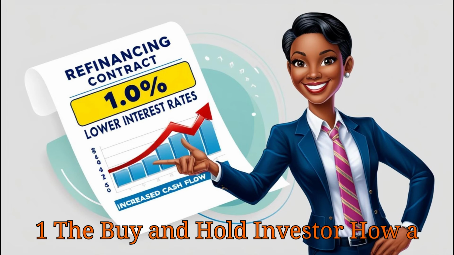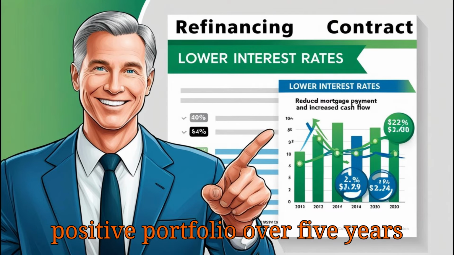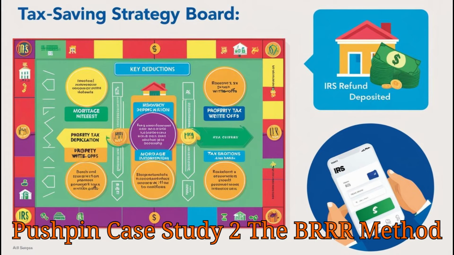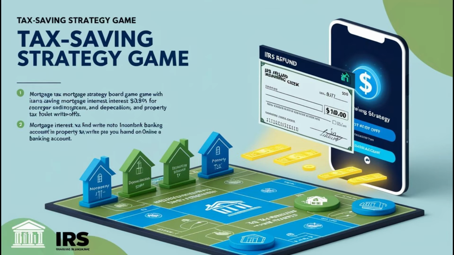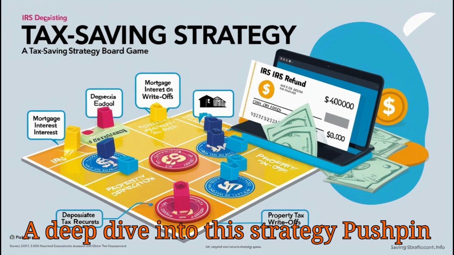Case Study 1. The Buy and Hold Investor. How a first-time investor built a cash flow positive portfolio over 5 years. Case Study 2. The BRRR Method. Buy, rehab, rent, refinance, repeat. A deep dive into this strategy.